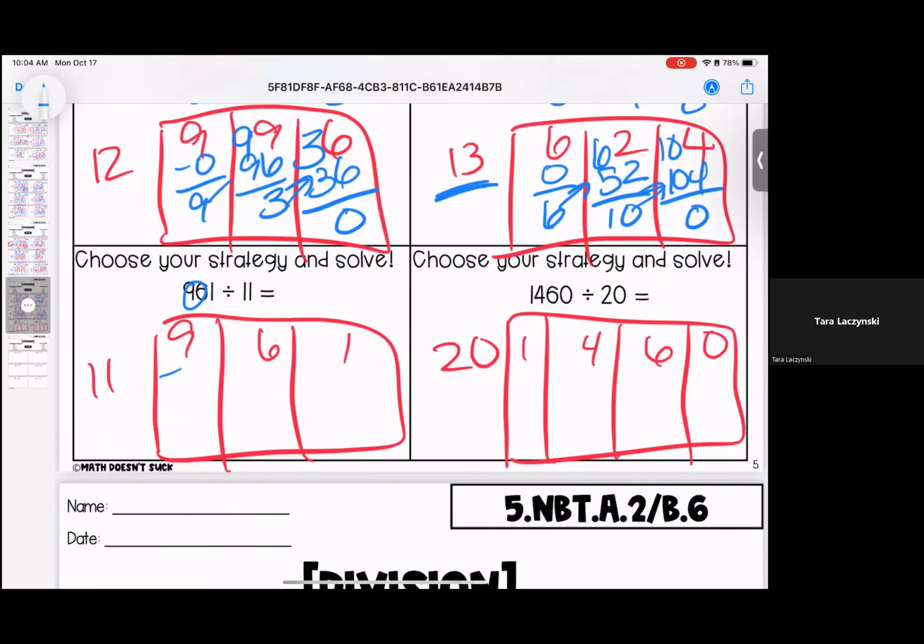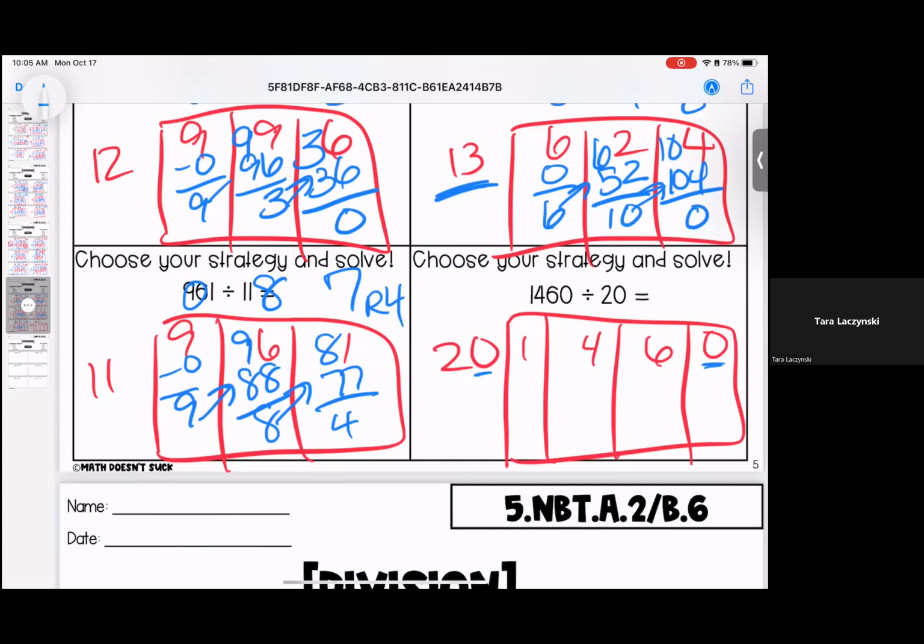11 doesn't go into 9. But it does go into 96 8 times. And when I take away my 88 from 96, I'm left with 8. Bring it next door. It's going to go in 7 more times. Subtract for a remainder of 4, 87, remainder 4. Last one for this page.